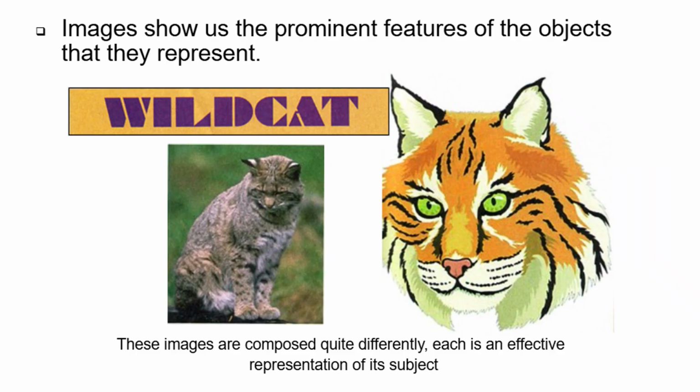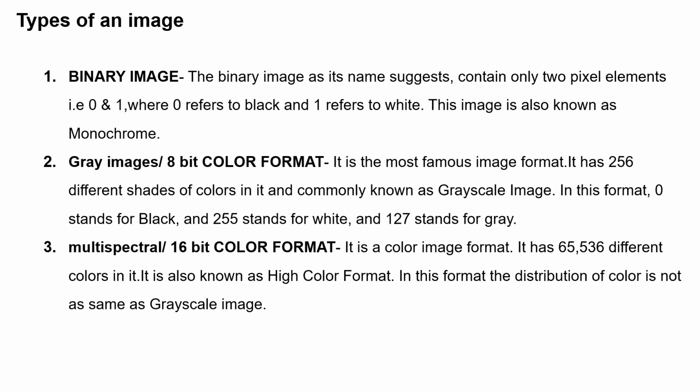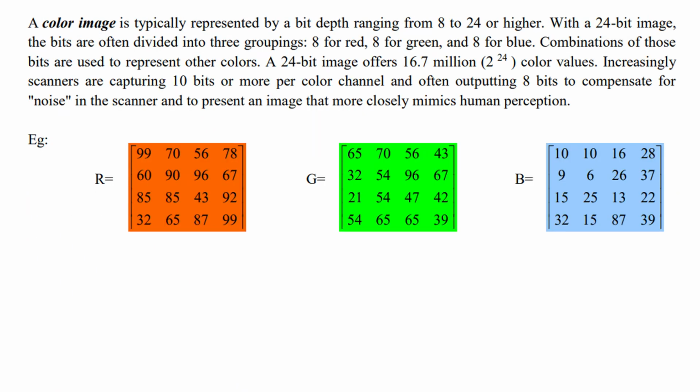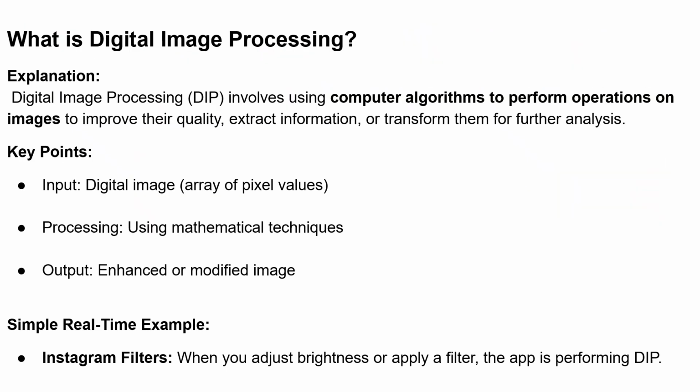For example, as shown, these are the types of images. A binary image. In case of color images, it is represented.